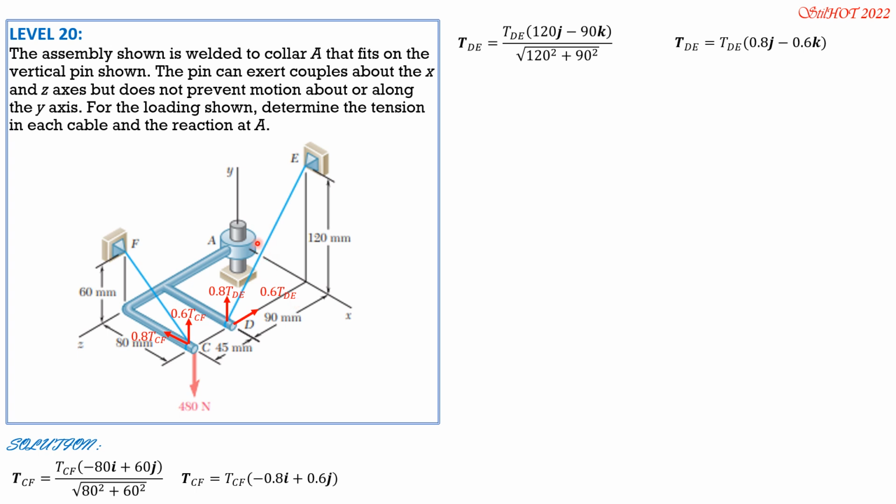Then at A, we have AX, AZ, MAX, MAZ. So AX, assuming positive reaction components, and AZ. There's no AY, as mentioned in the problem. Then we have MAX about the x-axis, positive by right thumb rule, let's assume, and positive about the y-axis, and about the z-axis, as shown in the figure.